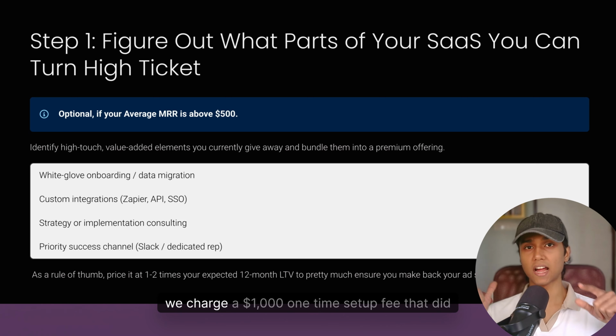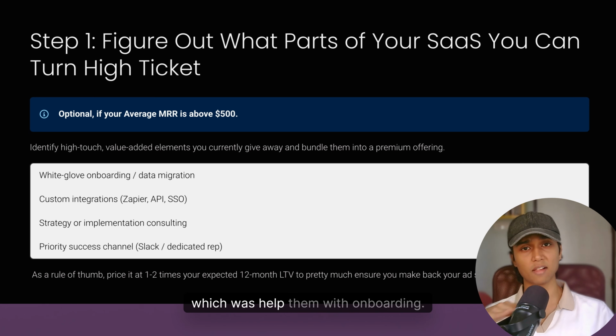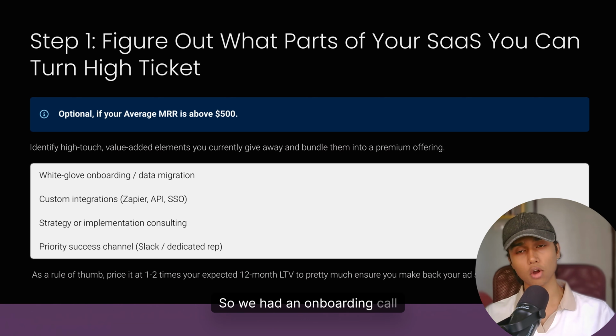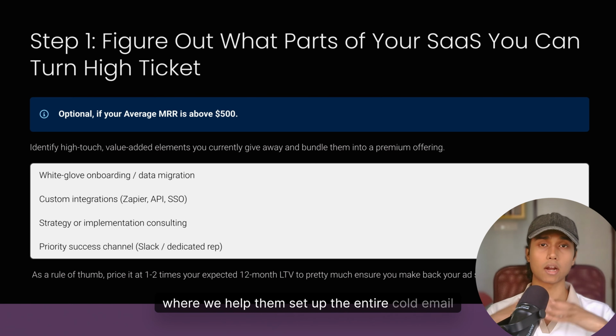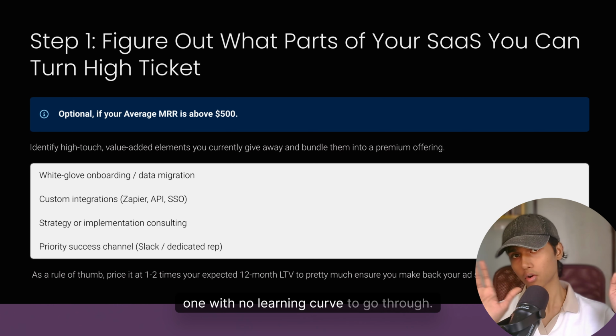With Salesforce, we charge a $1,000 one time setup fee that did just one thing, which was help them with onboarding. So we had an onboarding call where we helped them set up the entire cold email system, which their customers could use from day one with no learning curve to go through.